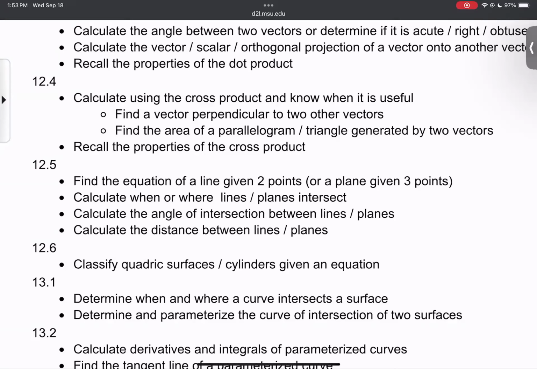Calculate when lines or planes intersect. So if it's lines, you have to find the t value. If it's planes, you're going to get a line of intersection. Calculate angle of intersection between lines and planes, and calculate distance between lines and planes. So those are the key things that you should be able to do from 12.5, walking into the test tomorrow. And you can go through there and verify, hopefully in each section, that you're relatively happy with all of the main topics that should be covered by our test.